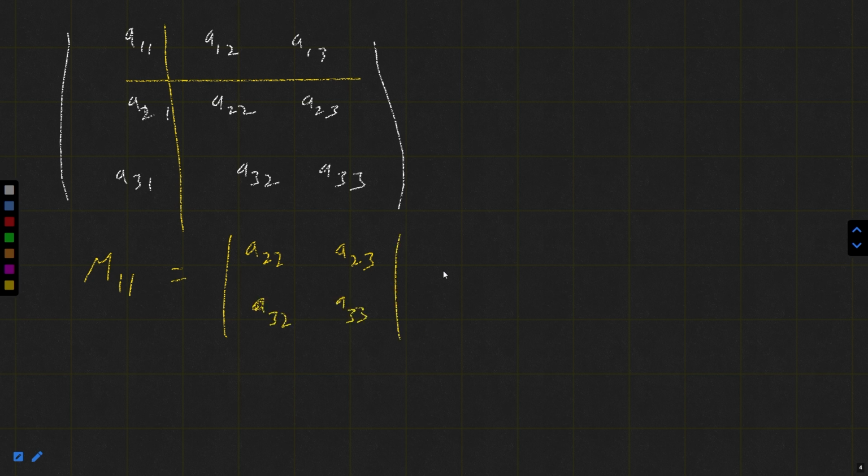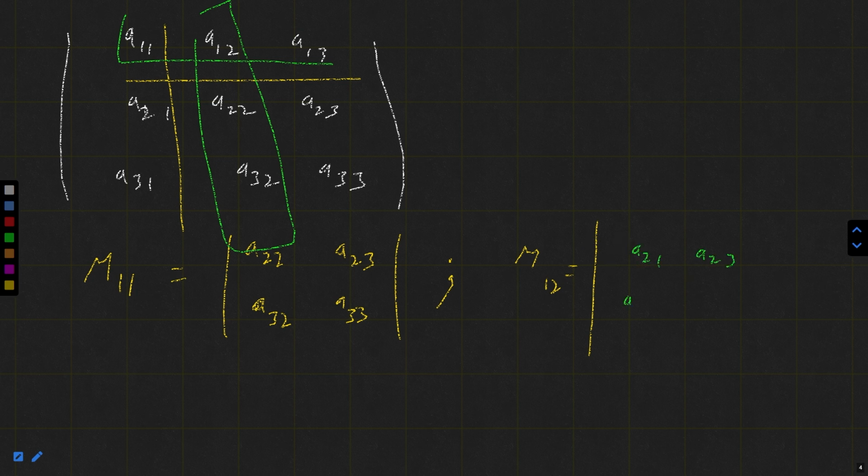Now for M12, you have to eliminate this column and this row, and you are left with A21, A23, A31, A33. Everything follows the same pattern.